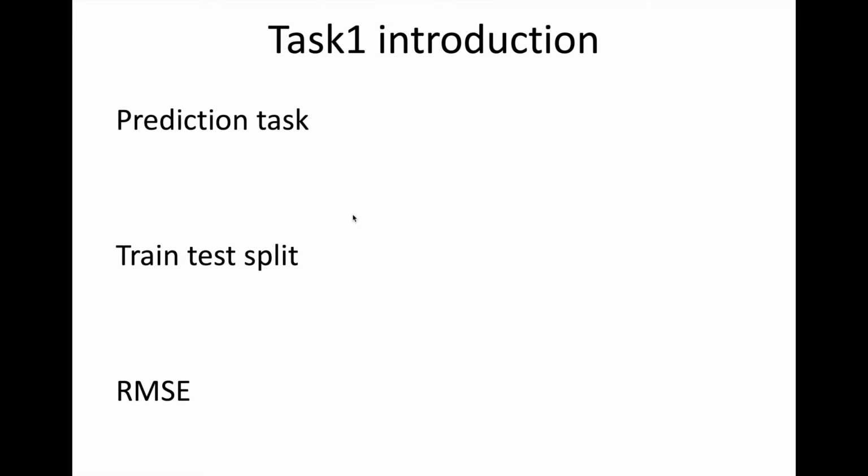So now let's look at task 1. First, let's give a short introduction of task 1. This is a prediction task. Based on the features processed before, we are going to predict the ratings of the new teleplay.csv. We are going to use the train test split technique from scikit-learn, and we are going to use RMSE as the metric for the evaluation.